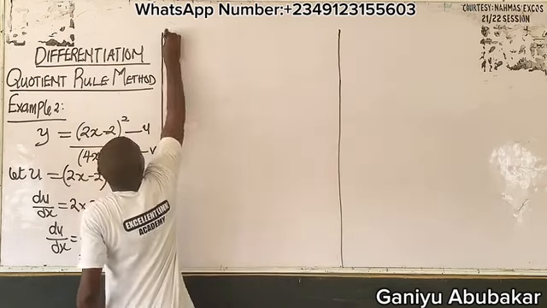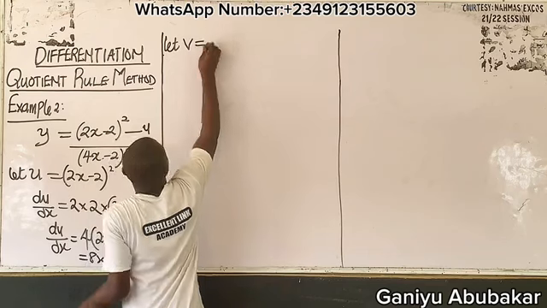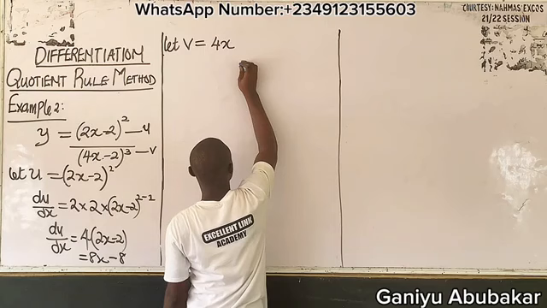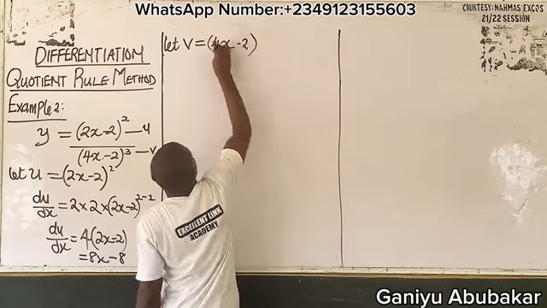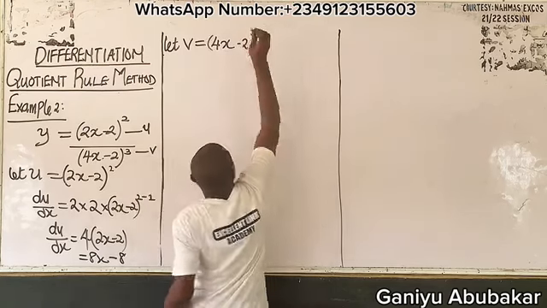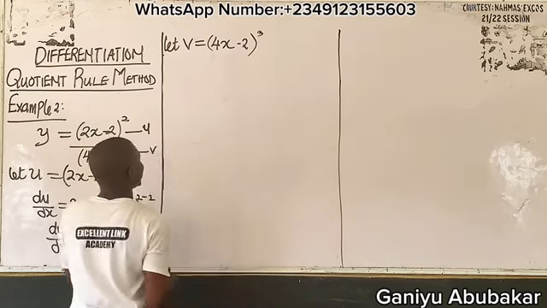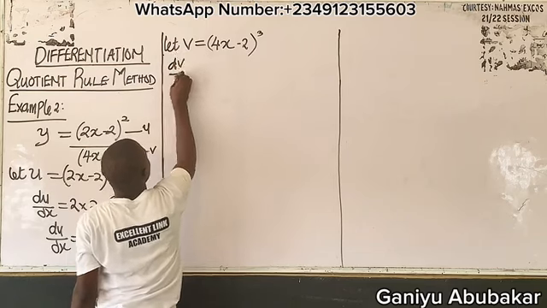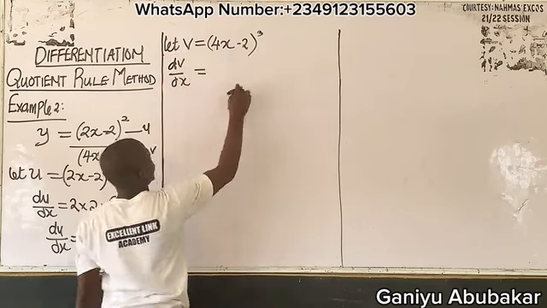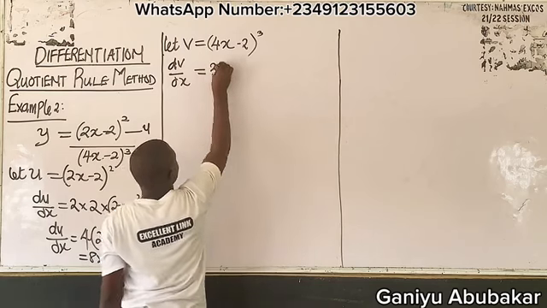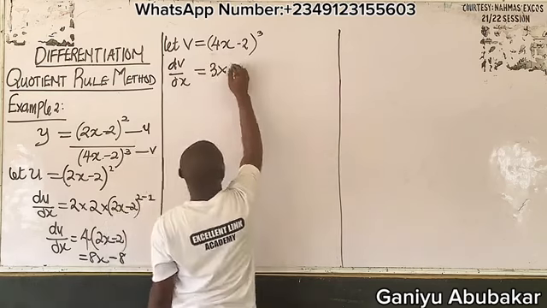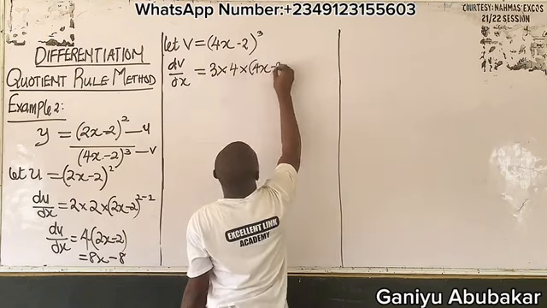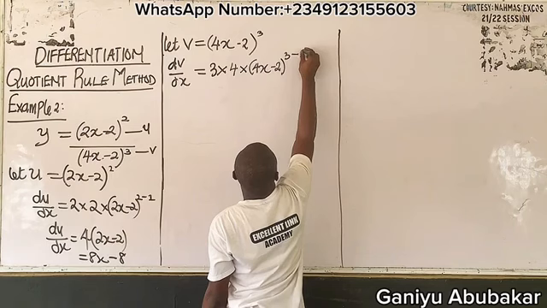So let v be equal to what? This one here, that's 4x minus 2 all to power 3. Apply your chain rule shortcut. I'm saying v and x, so I'll have dv/dx as being equal to, write out the power, differentiate the term in brackets, I'll have 4. Repeat the question, 4x minus 2 all to power 3, then subtract 1 from the power.